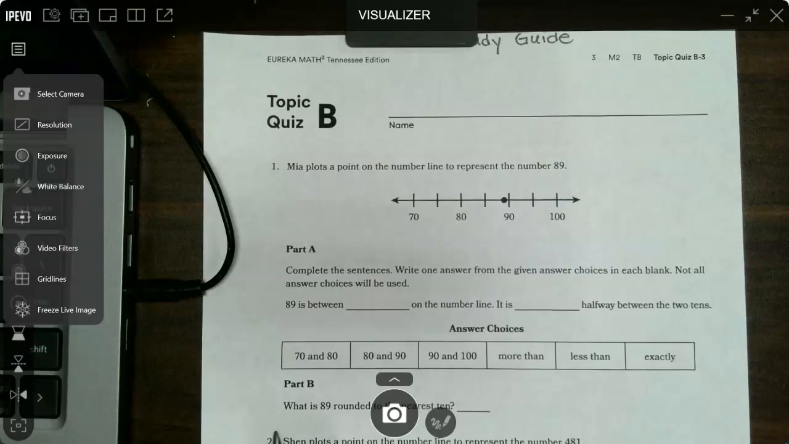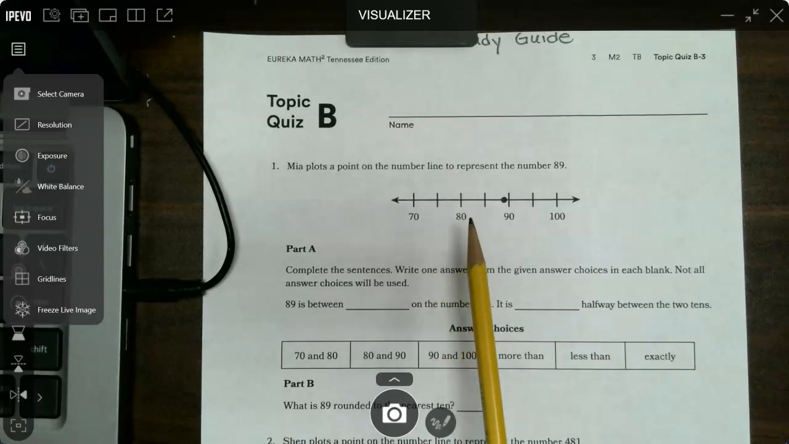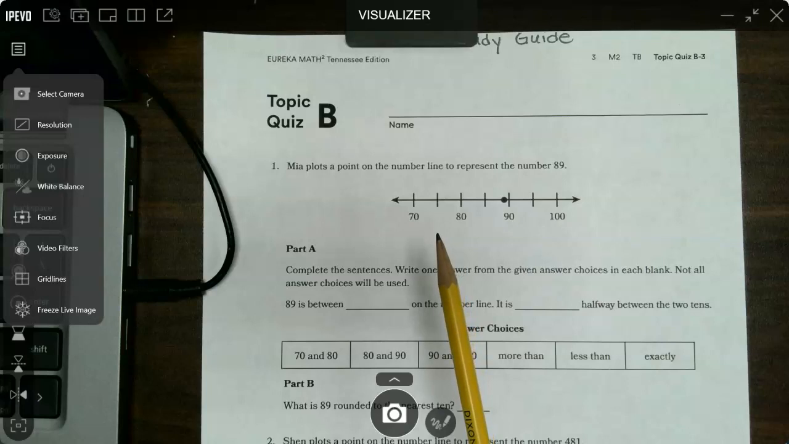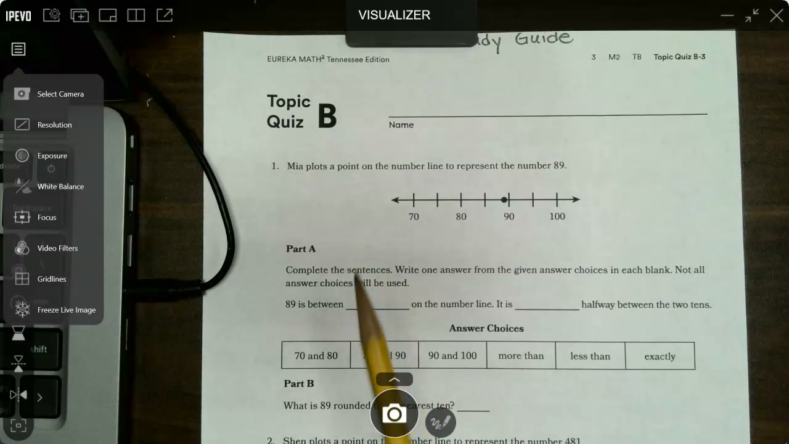Today's quiz is going to cover rounding numbers to the nearest 10 and 100, and it will involve using a number line in order to do that. So we have lots of questions. We talked about as a class, it's going to be really important to read questions carefully. There's a lot of reading that needs to happen in order to understand what it is they're asking.